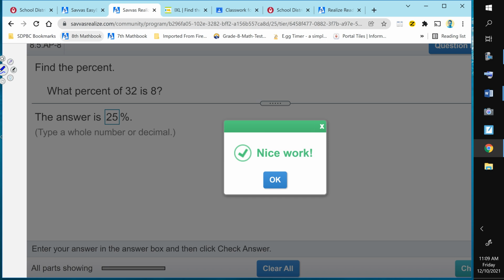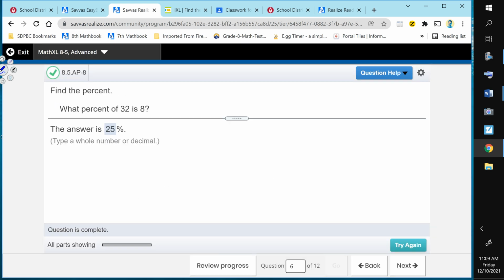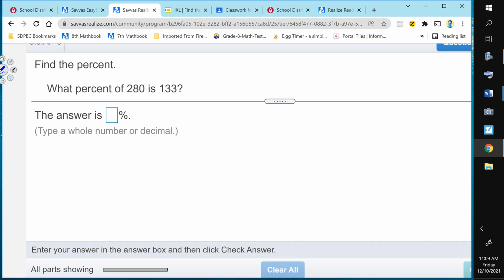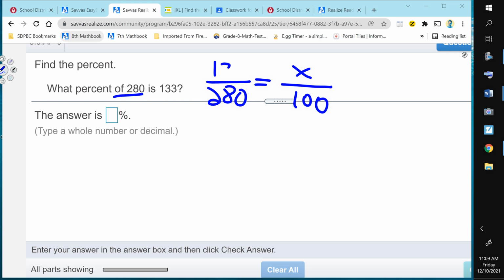Next question. What percent of 280 is 133? Well, I have no idea. So there's my of. What percent? Let me go and put the 100 there. The 133 goes here.